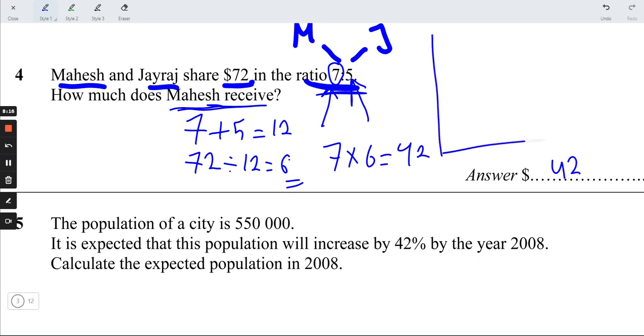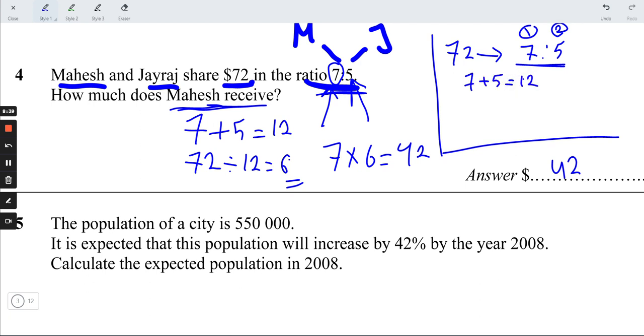Here I will explain one thing. The same persons, we have $72, and we need to share it with two persons in a ratio 7 to 5. So this is the first person, this is the second person. Now you should find the total. How many parts do you have with these two persons? We have 7 plus 5, you will get 12. Now dividing 72 by 12 to know how much each part equals. So here we have $6 for each part.